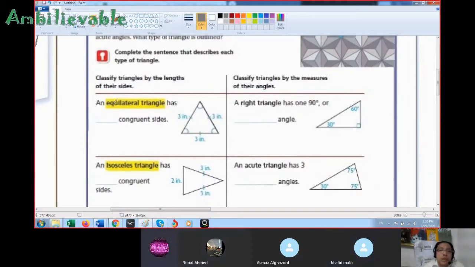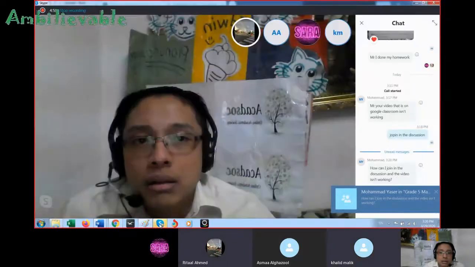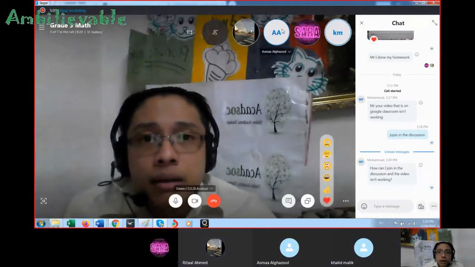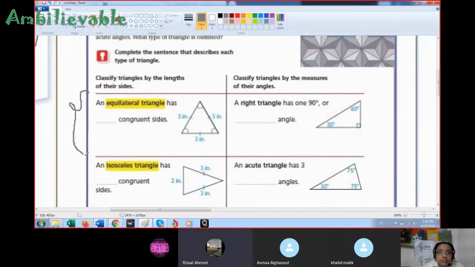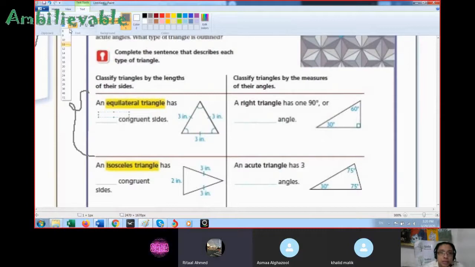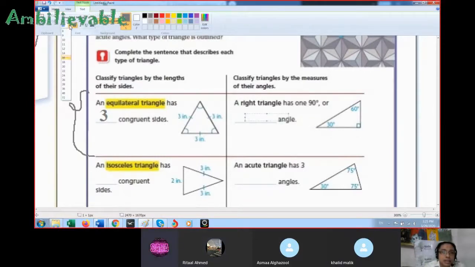Now, look at this one. Equilateral. Can you read equilateral triangle, Rivan? Oh, Rital. Can you read the first one? An equilateral triangle has how many? Three congruent sides. Can you repeat that one? Three congruent sides. Again, can you repeat that one, Sarah? Okay. An equilateral triangle has three congruent sides.